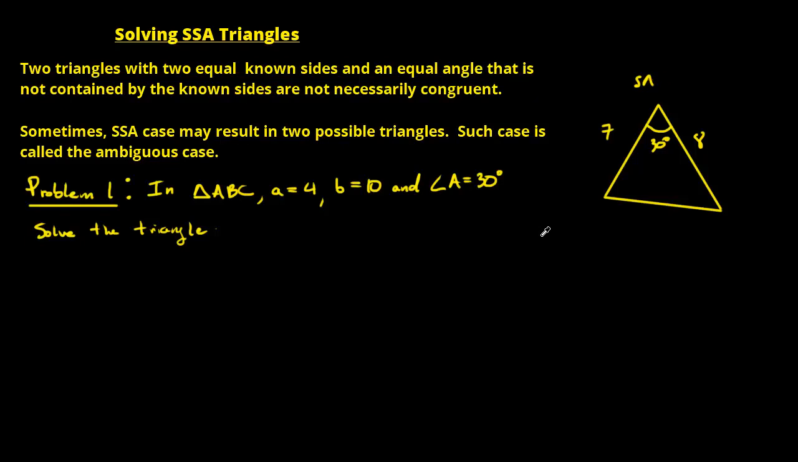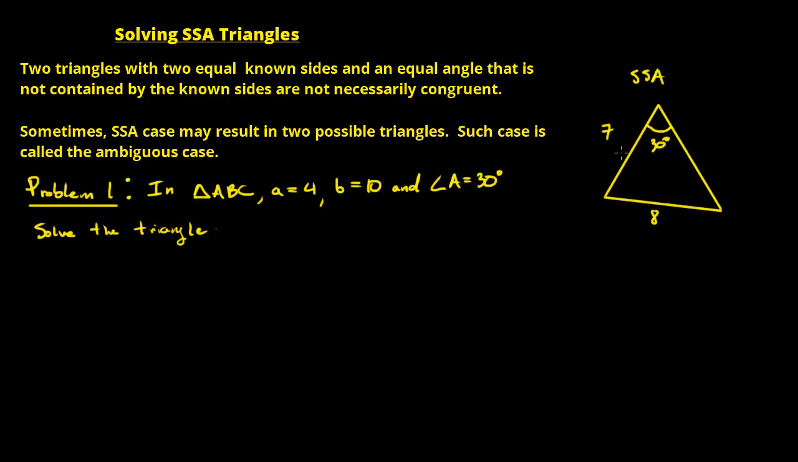Side-side angle results when you have two known sides and the two known sides do not contain this angle. So here we have an angle that is not contained, and this is the side-side angle case. So we have two sides and an angle that is known but not contained between those two sides. You'll be able to see in the next video how this can result in two possible triangles.